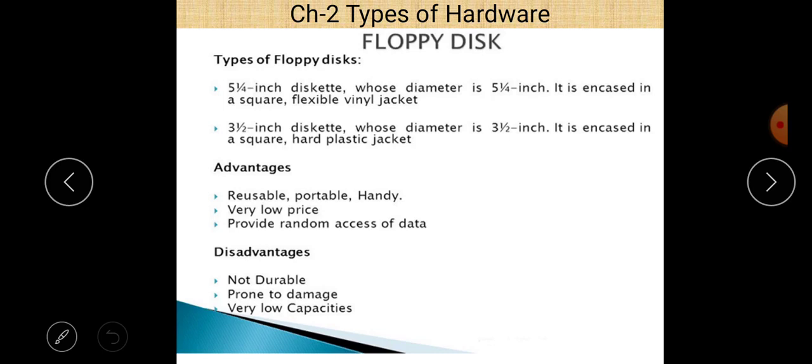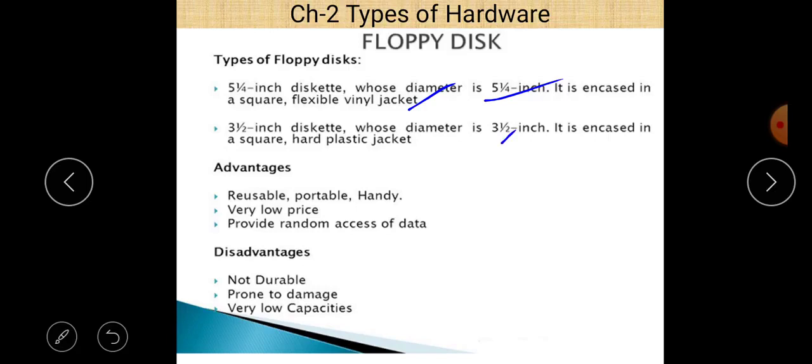So you can easily see the 5.25 inch diskette, whose diameter is 5.25 inch, and it is encased in a square, flexible, vinyl jacket. And the 3.5 inch diskette, whose diameter is 3.5 inch, and it is encased in a square, hard plastic jacket.